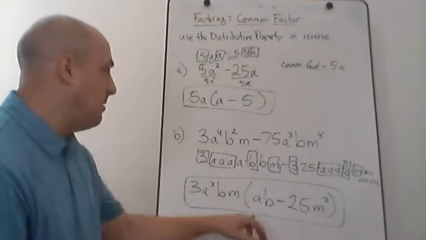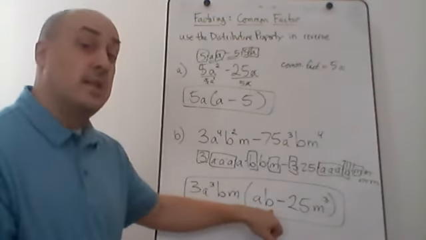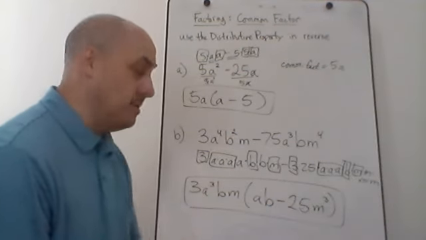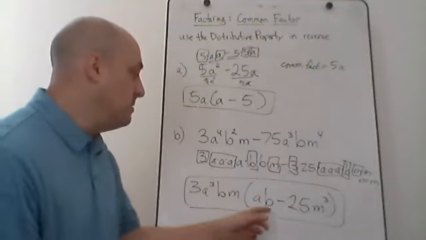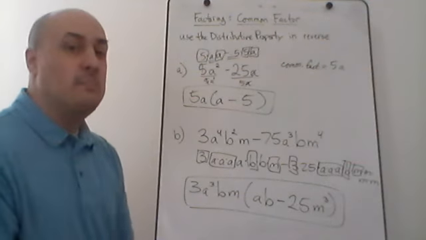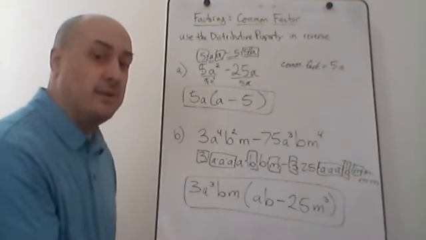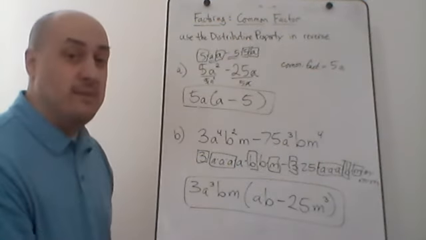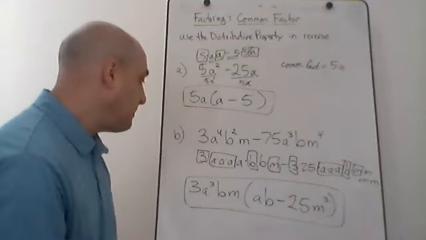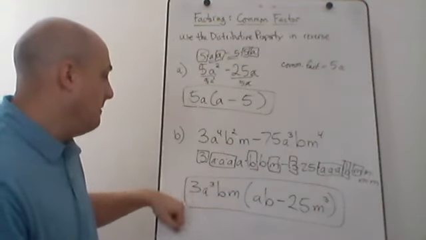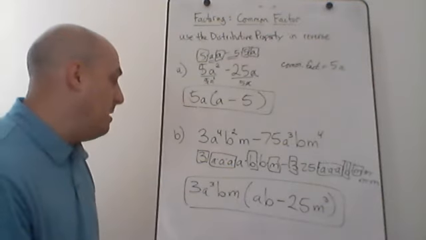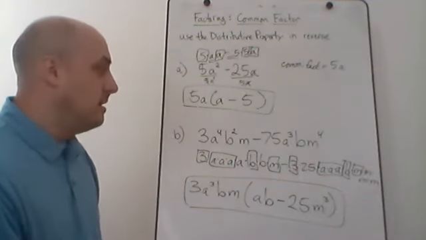And notice what's left in the parentheses here doesn't have anything left in common, right? The a and the b have nothing in common with the 25 m to the third, right? If you notice that they have nothing in common, that means you took out the greatest common factor and you're in good shape there, right? Same up here. The a and the minus 5 don't have anything in common. That's a good sign. All right, so we find our common factor here, which is the 3a to the third b m. And then what was left behind.